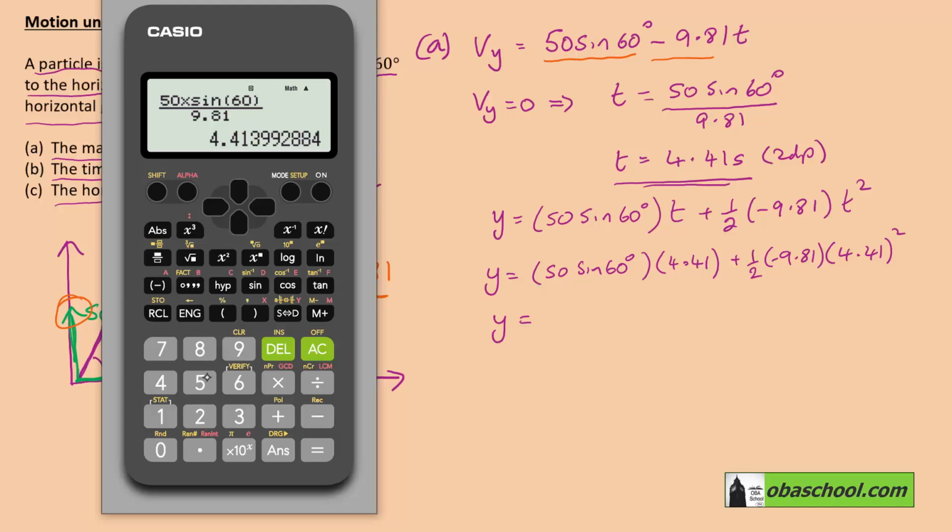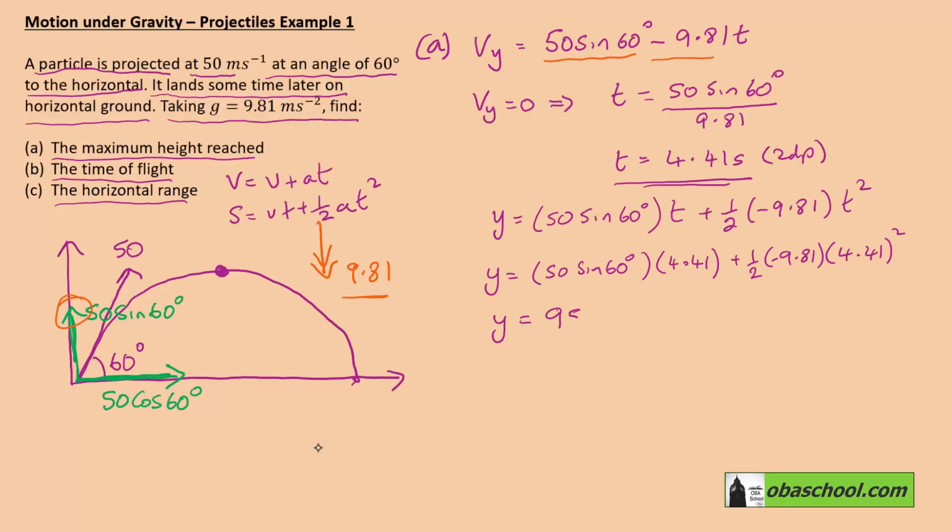So I'm going to have 50 times sine 60 times my last answer, take away 0.5 times 9.81 times my last answer squared, and that gives me 95.6 meters to 1 decimal place.